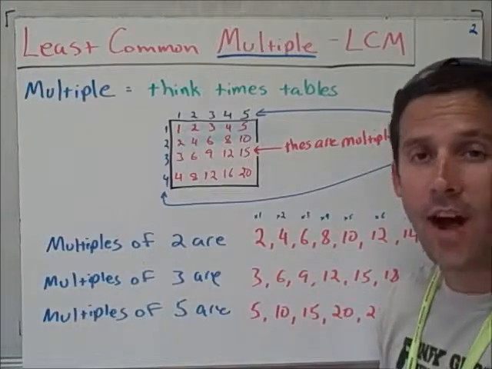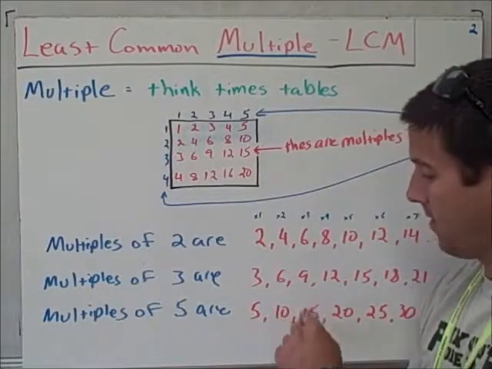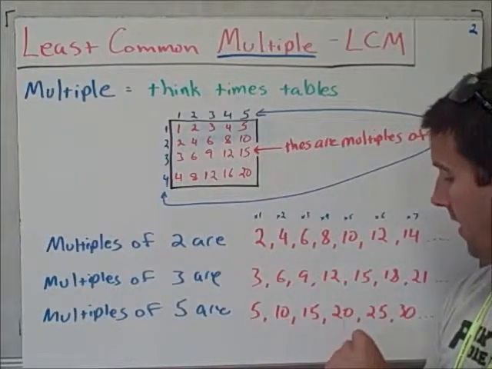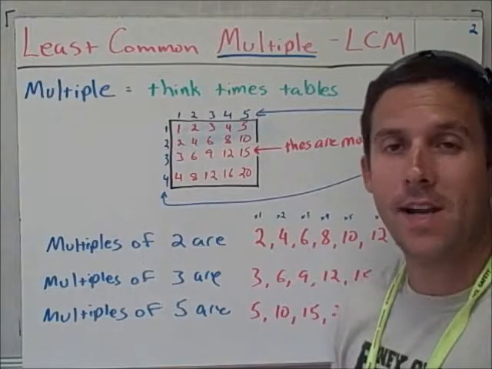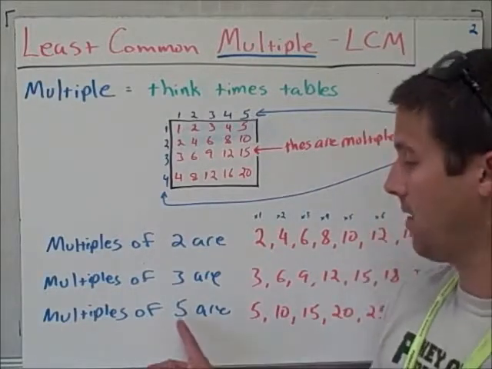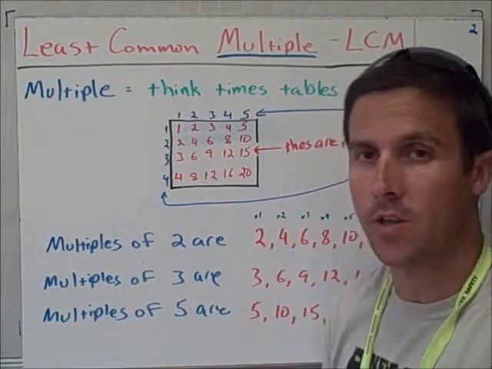Well, the multiples of 5, starting with the number 5, 5, 10, 15, 20, 25, 30. You're just basically counting by the number that it's telling you to find multiples of. You have to know your multiplication tables. That's all there is to it.